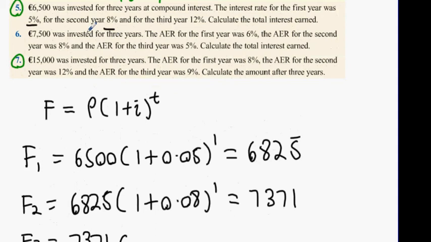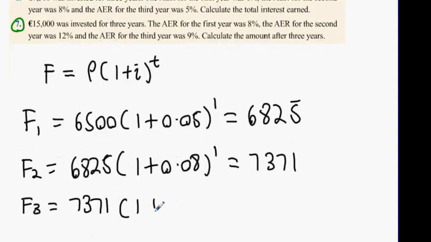12%. So how do you write 12%? 0.12. And what power is here? It's power 1. And what do we get? 8,225 and 53 cents. Any cents? 52 cents.